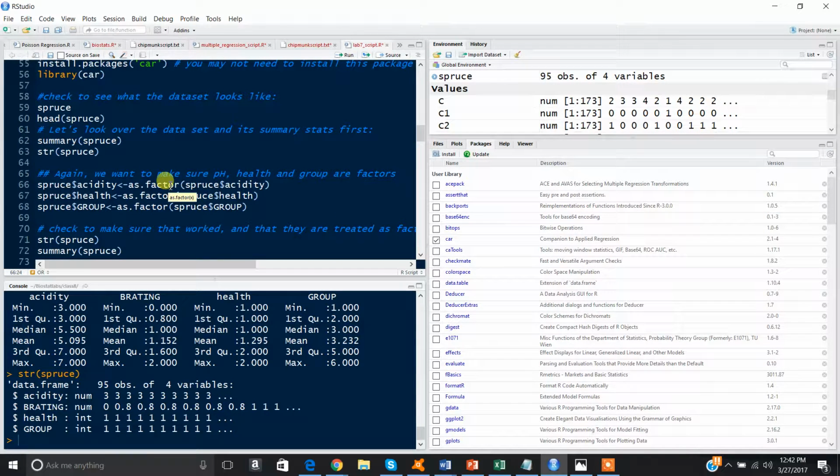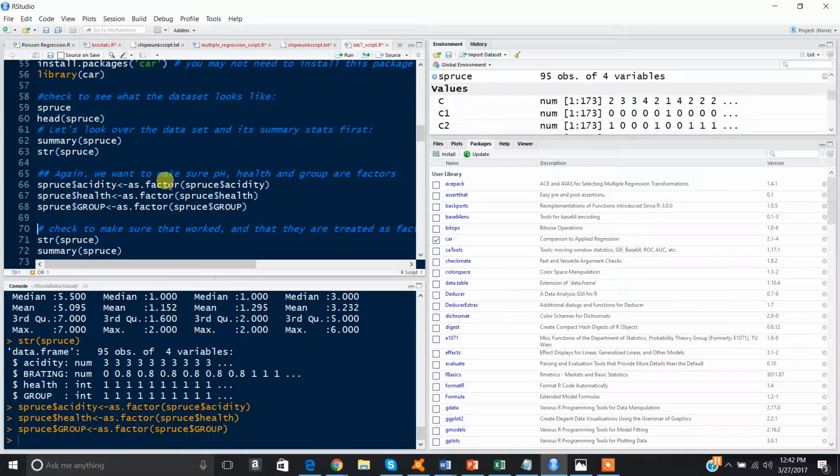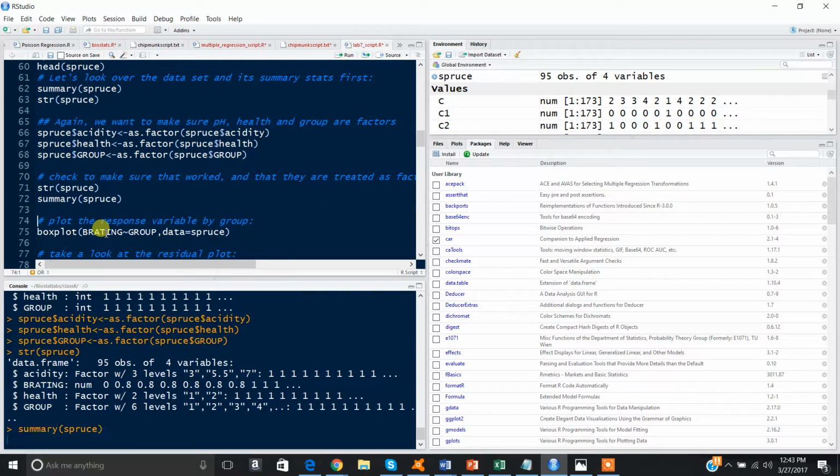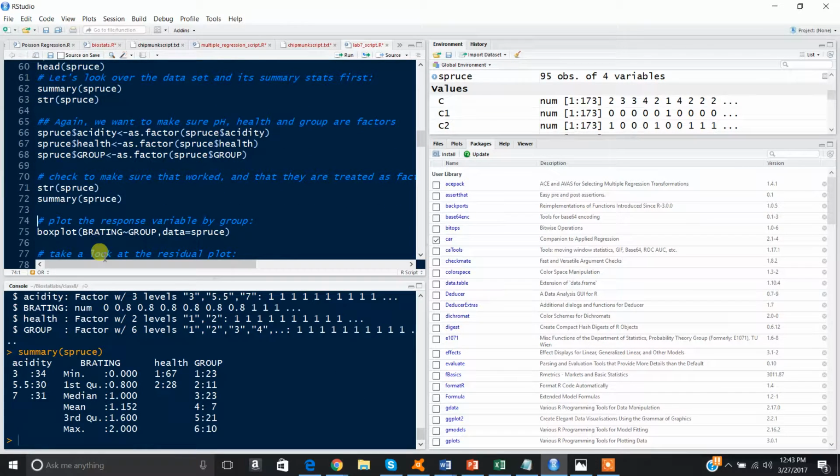So we're going to use the as.factor function. Then we can make sure that those variables were changed to factors, which they were here. So that's good. And we can, again, check that in the summary statistics. So you see that these are the factors, factor ranges, basically.